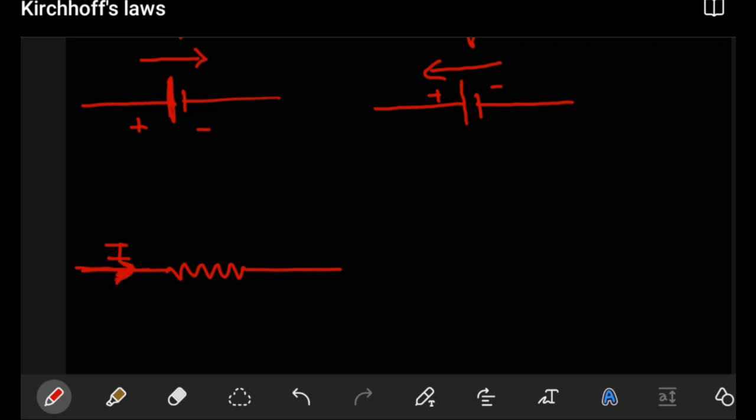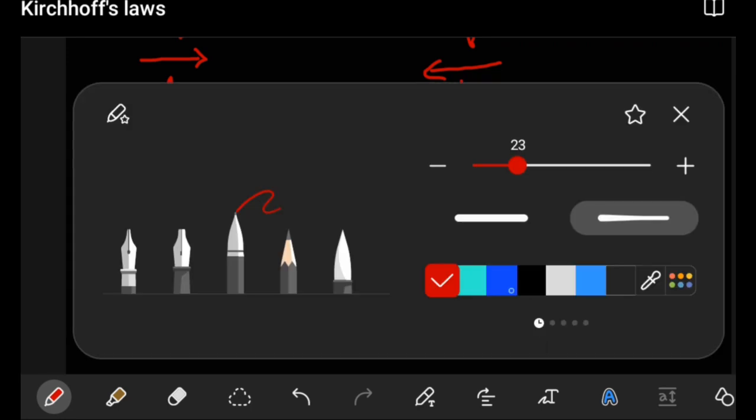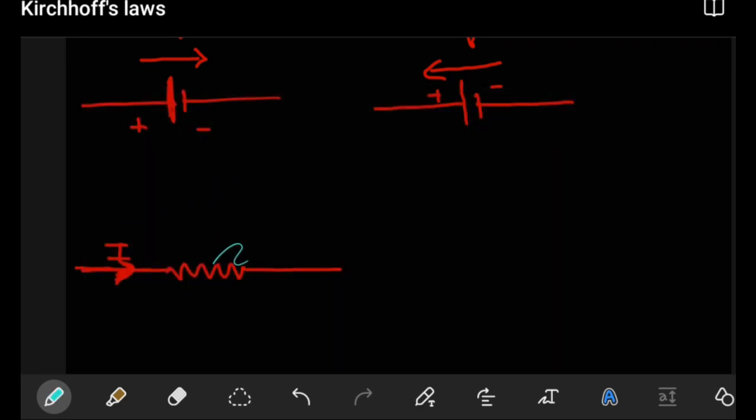So if current is moving in this direction, and our loop gives us something such that when passing through this resistor, we're going in this direction according to our loop. When looping through a resistor, voltage or energy is going to be used up. So the potential change across the resistor is going to be negative, whatever this is. The drop is going to be a negative drop.